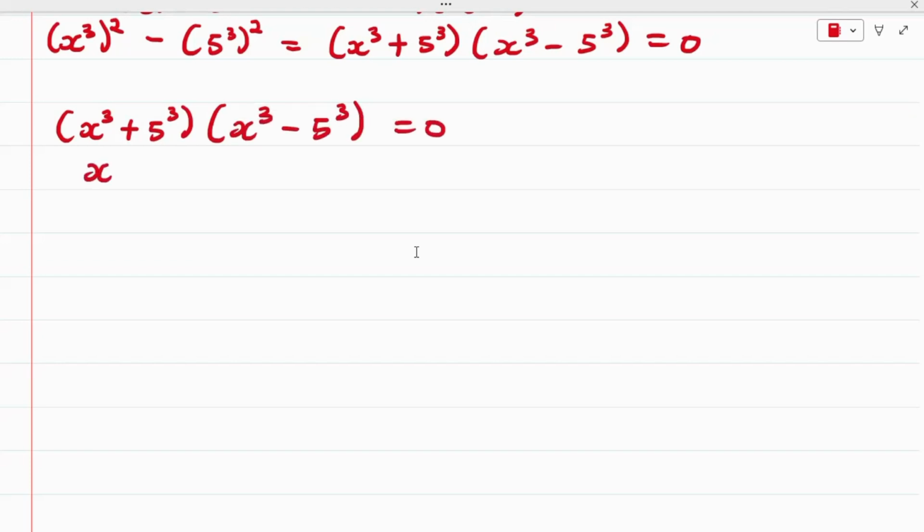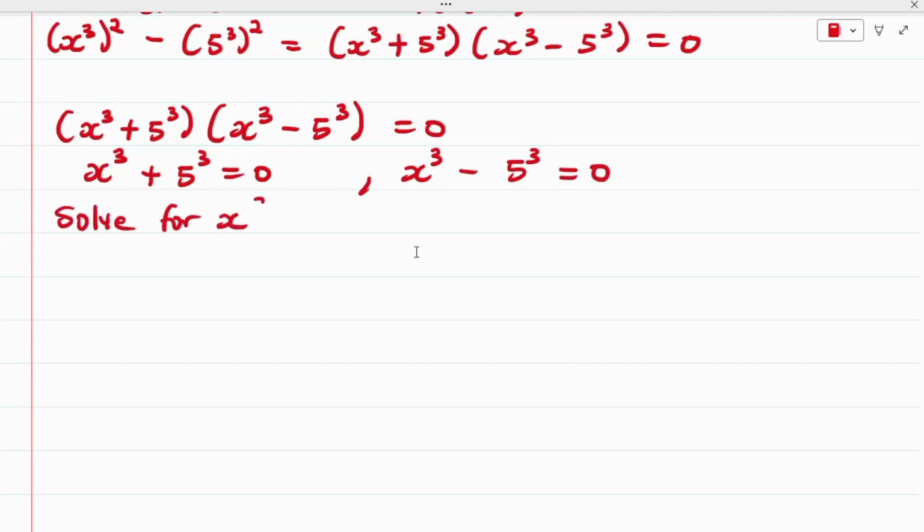So x raised to the power of 3 plus 5 raised to the power of 3 is equal to 0, and x raised to the power of 3 minus 5 raised to the power of 3 is equal to 0. So we want to simply solve for x raised to the power of 3 plus 5 raised to the power of 3 equals 0. For this, we want to apply the sum of cubes formula.